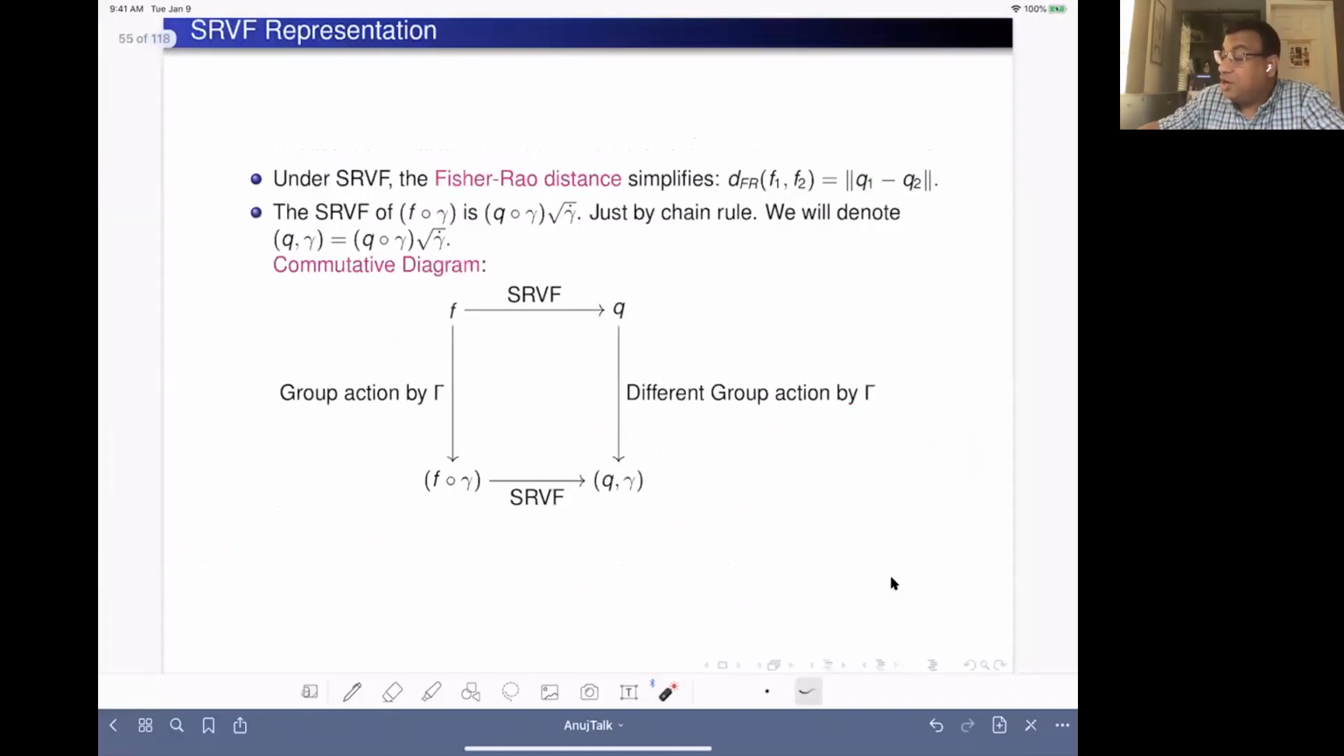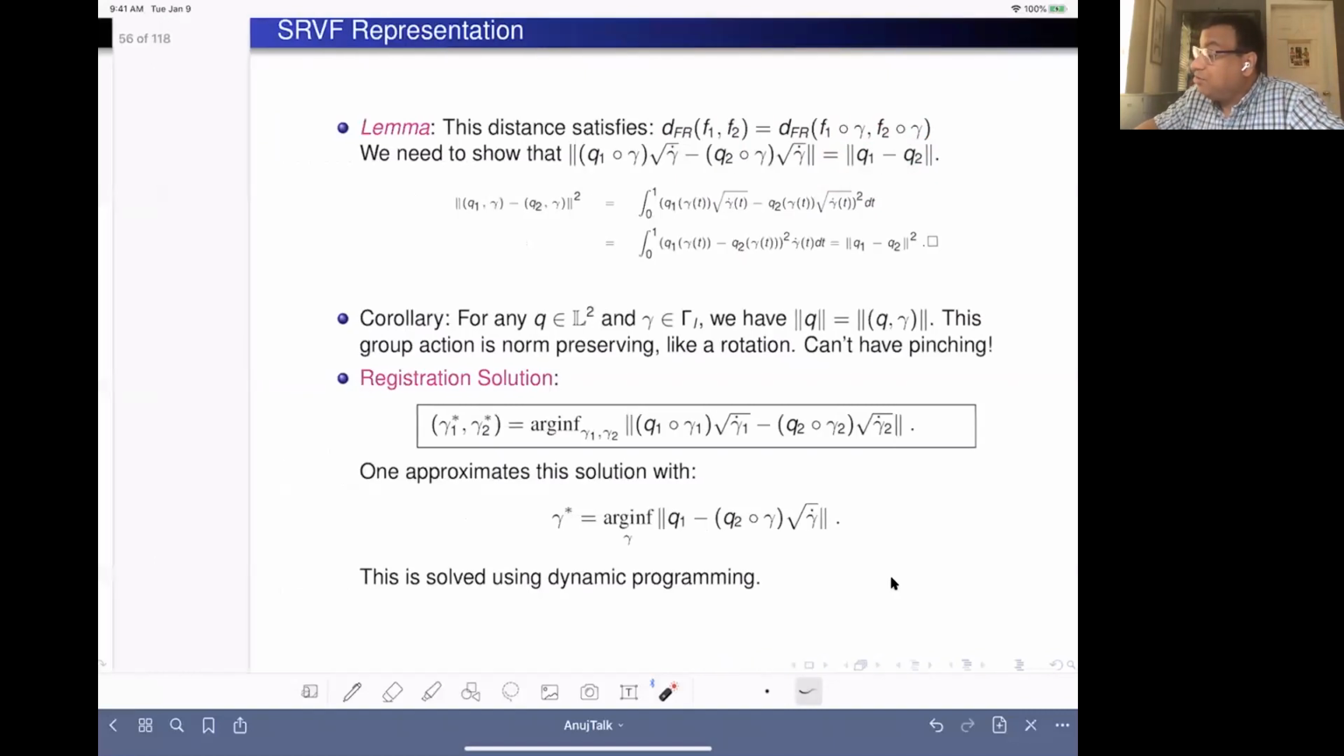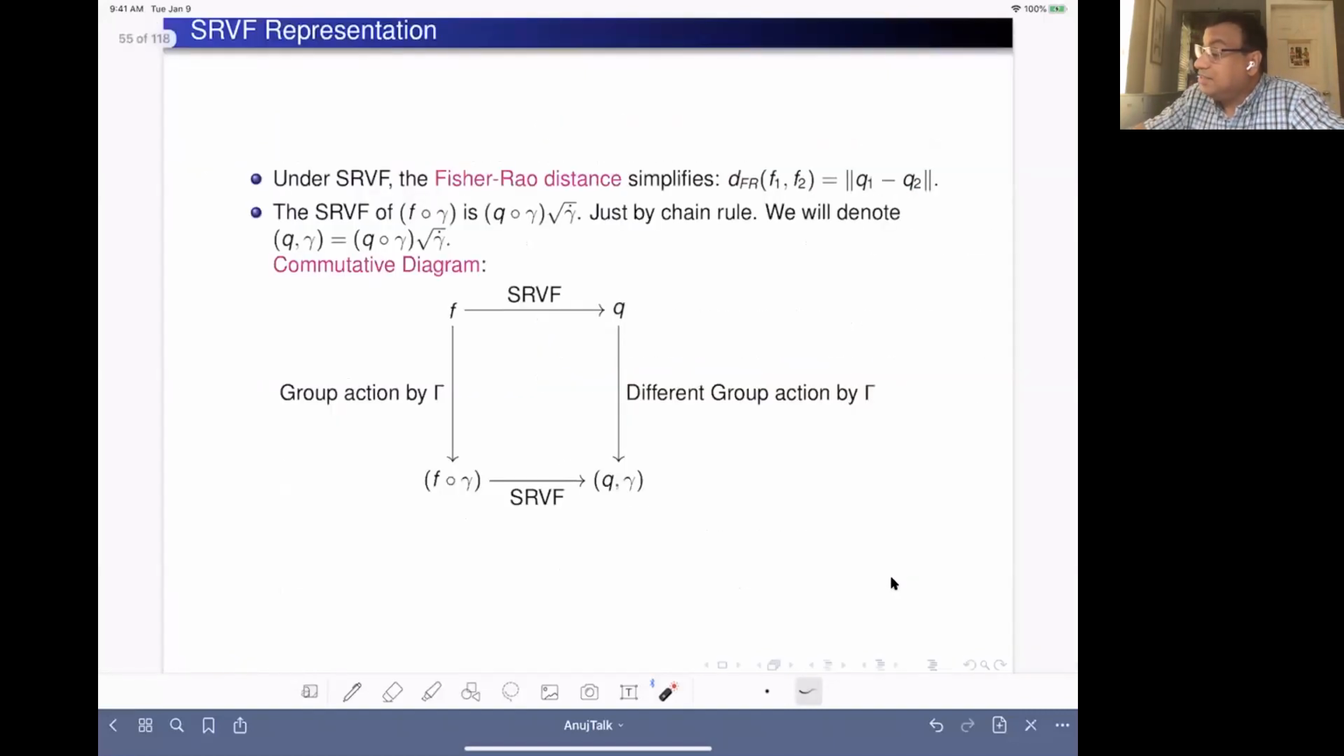The advantage of using this representation is this formula. That is the main formula that I want to say. This Fisher-Rao distance, Fisher-Rao metric, which I said has nice mathematical properties, is quite complicated to work with. That's why even for decades people knew about it, but people never really used it.